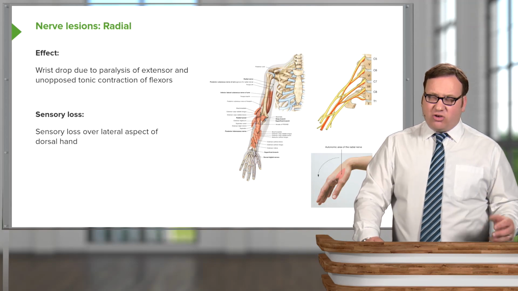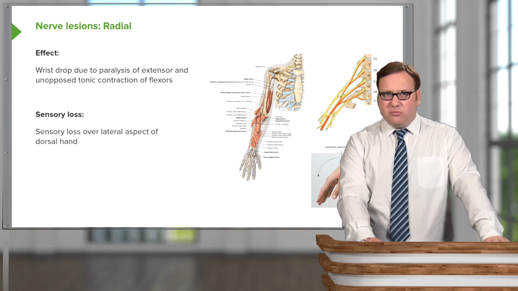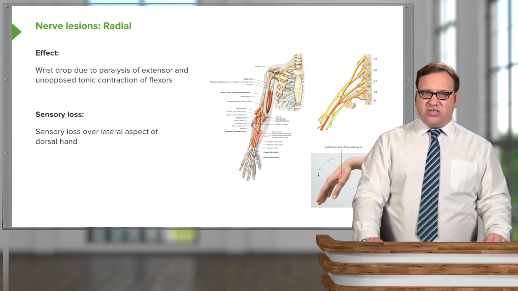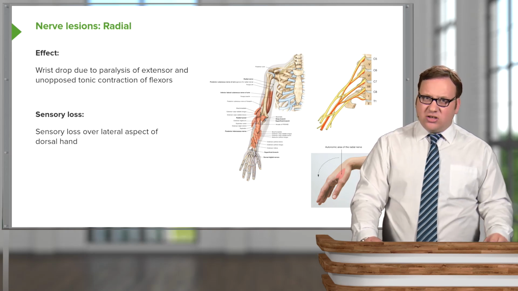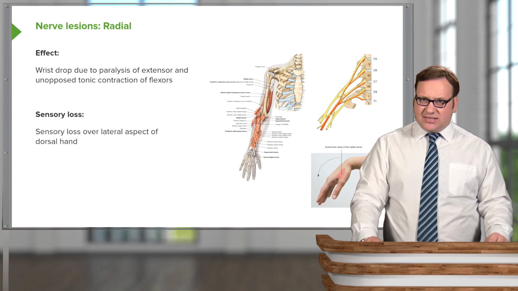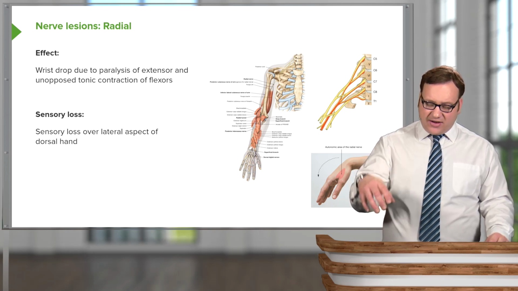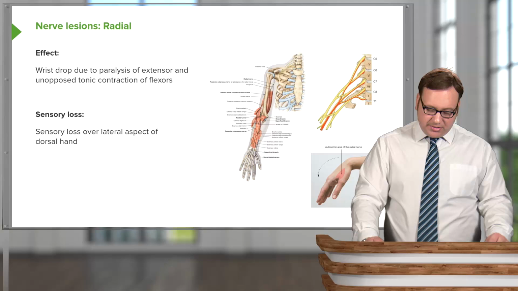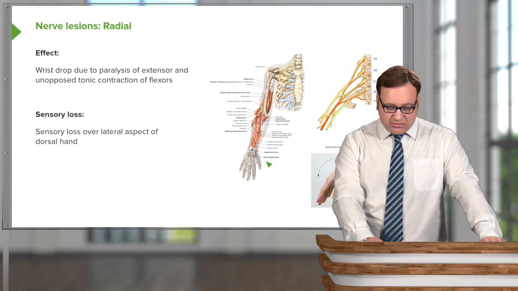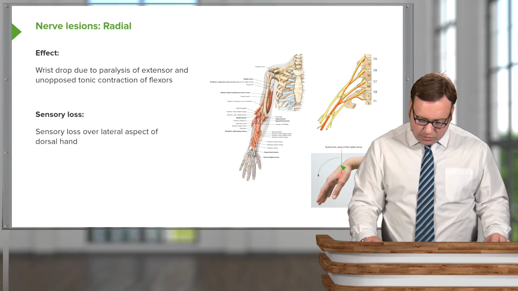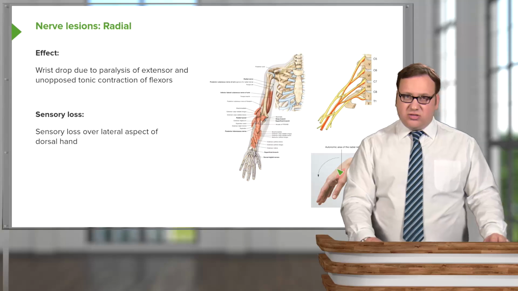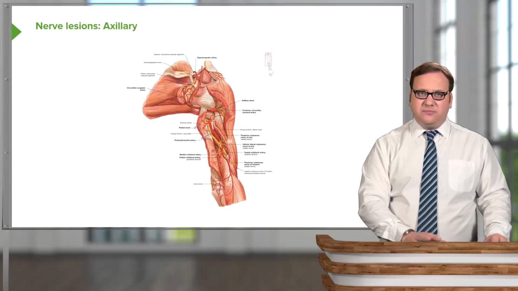So you've got wrist drop primarily as the problem with a radial nerve lesion. This is due to paralysis of the extensors, and therefore you have unopposed tonic contraction of the flexor muscles, and that leads to this flexed wrist drop position. Sensory loss is going to be over the lateral aspect of the dorsum of the hand, and you can just see a small little region here which is affected by the sensory loss due to damage to the radial nerve.